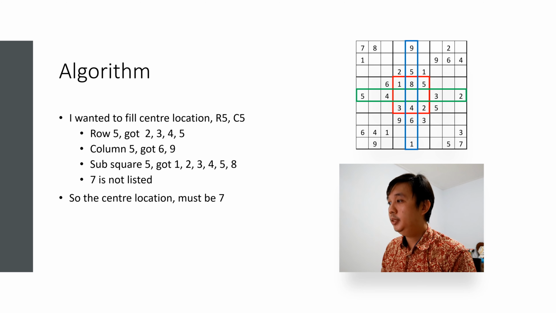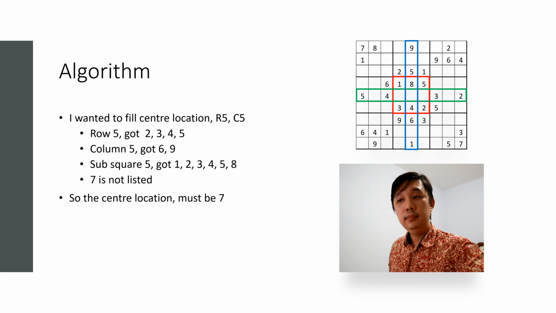On the right side, you will see the Sudoku board. Let's say I want to fill location R5C5. We can see that row number 5 has 2, 3, 4, and 5. Column number 5 has 6 and 9. And subsquare number 5 has 1, 2, 3, 4, 5, 8. The only number that is not listed is 7, so the center location must be 7. We have found one missing number.